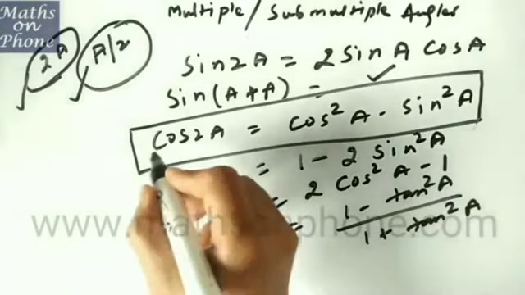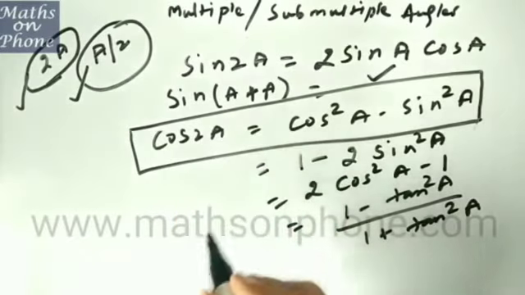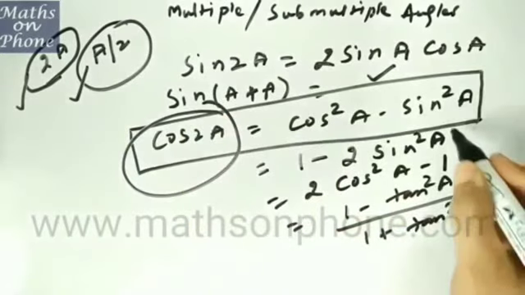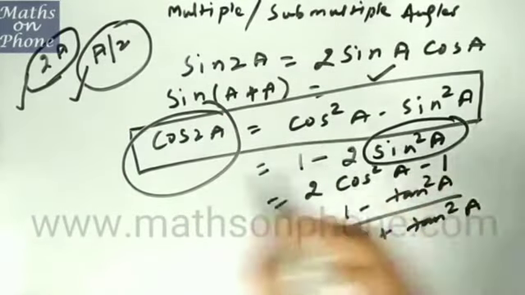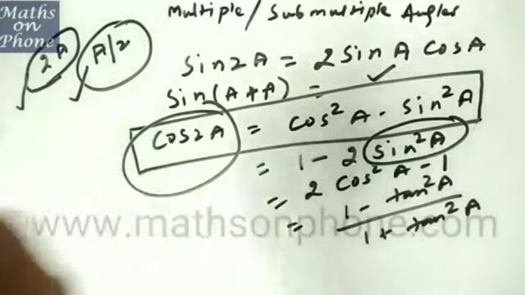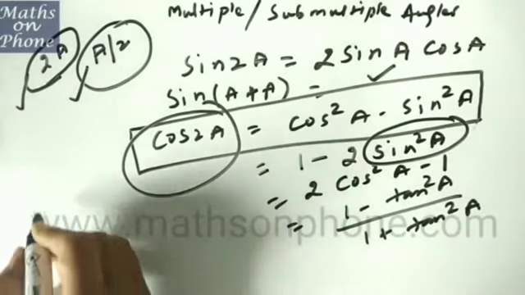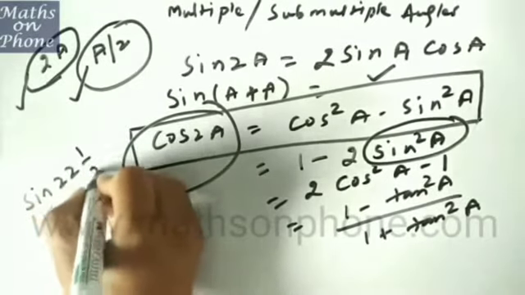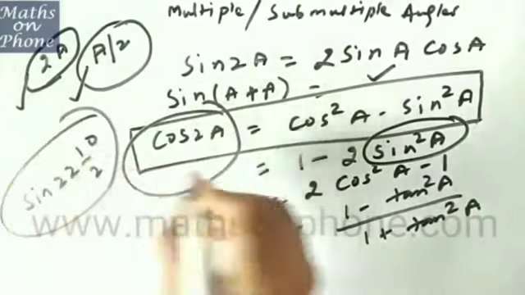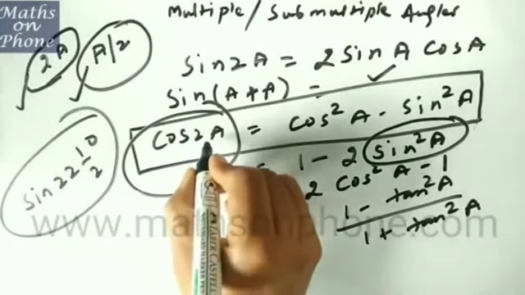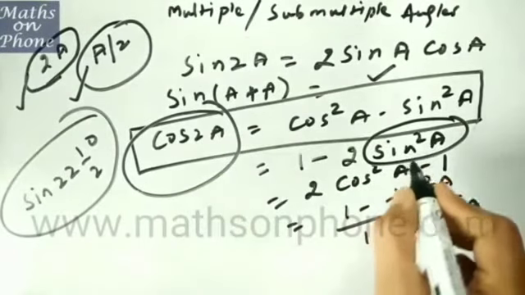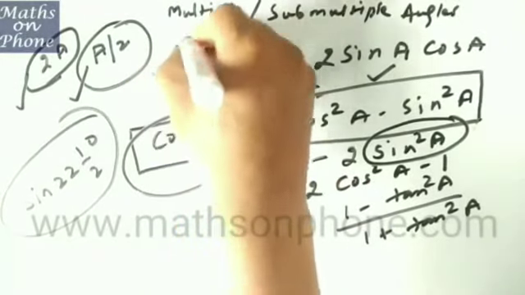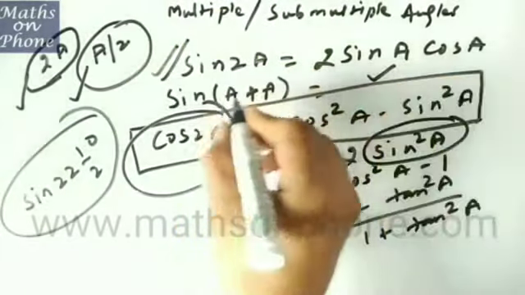You might be wondering why we are going for the multiple angle formula and where it is to be used. Suppose this is given, you need to find this. Easily you can find. A simple example I am giving you. You need to find sine 22.5 degree. This is a very beautiful relation between double angle and single angle.